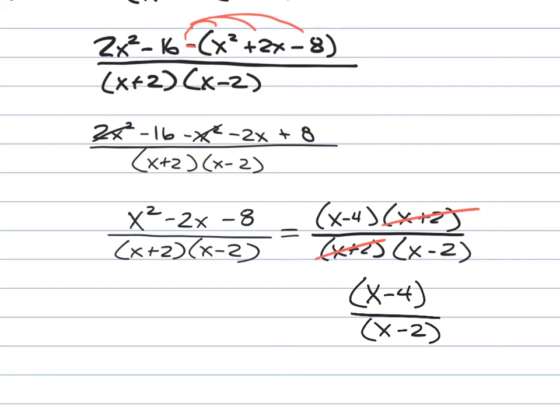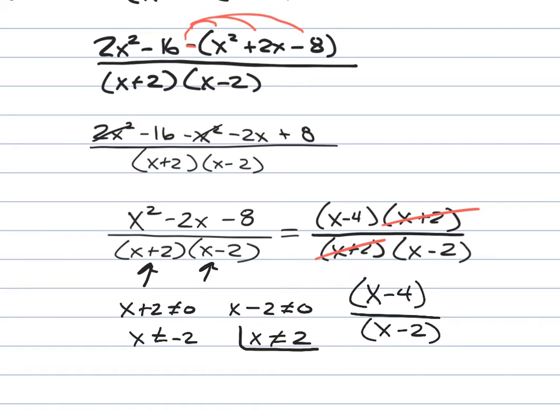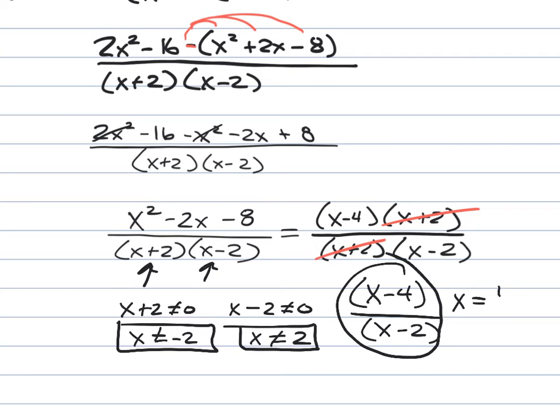But I do need to find where it's undefined. And remember, we've got x plus 2, x minus 2. So we're going to check those. x plus 2 cannot equal 0, and x minus 2 cannot equal 0. Two places. So x is not allowed to equal plus or minus 2.